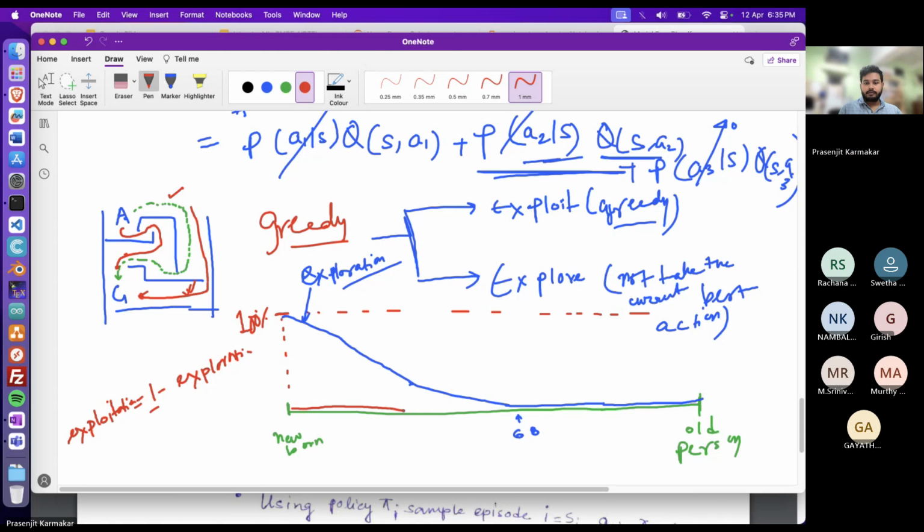Something similar to this, right? You get the point that this is kind of exploitation, right?